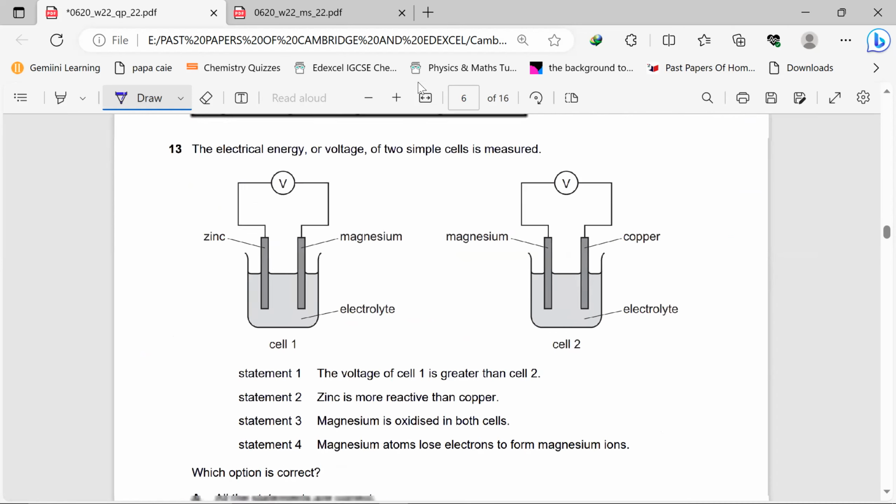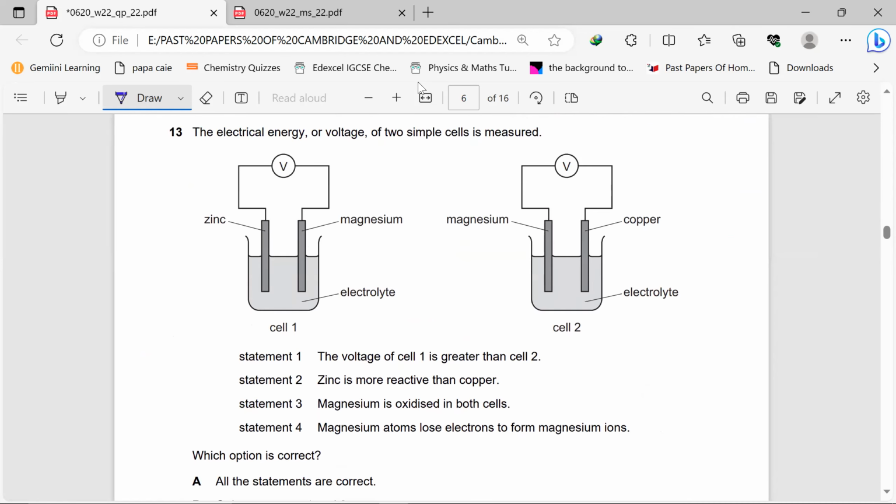Next question. Question number 13, the electrical energy or voltage of 2 simple cells. Cells means battery. We use cell, we call cell phone, means battery operated phone. That's why cell phone. So these are 2 batteries.